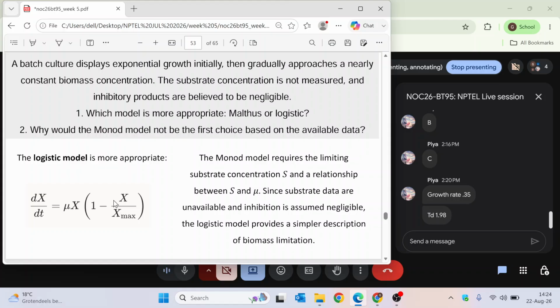So when we talk about this constant biomass concentration, we obviously choose the logistic model, which tells that dX by dt is equal to mu X into 1 minus X by X max, the carrying capacity. And then why not the Monod model? Because the Monod model requires a substrate concentration to tell us about how the specific growth rate will be. But here we don't have the substrate data, and therefore the Monod model cannot be used.